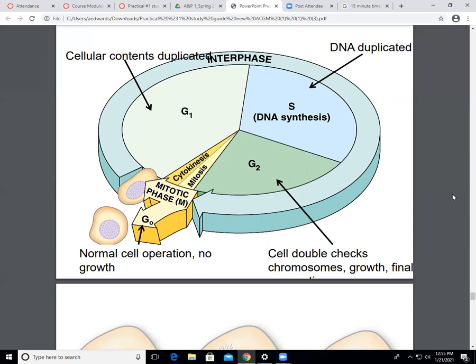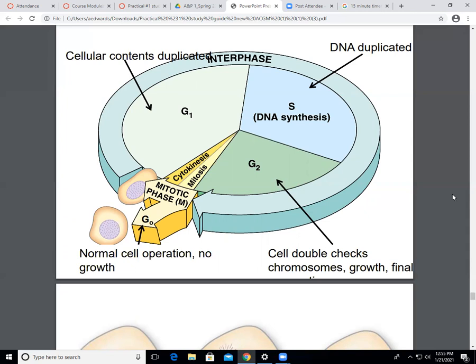So interphase has some main parts. You have G1 or gap 1. That's where the cellular contents are copied. Like all your organelles, your mitochondria, your centrioles, your Golgi apparatus, endoplasmic reticulum, lysosomes, they get duplicated because you got to have enough for 2 cells. Okay? So that's where that stuff happens.